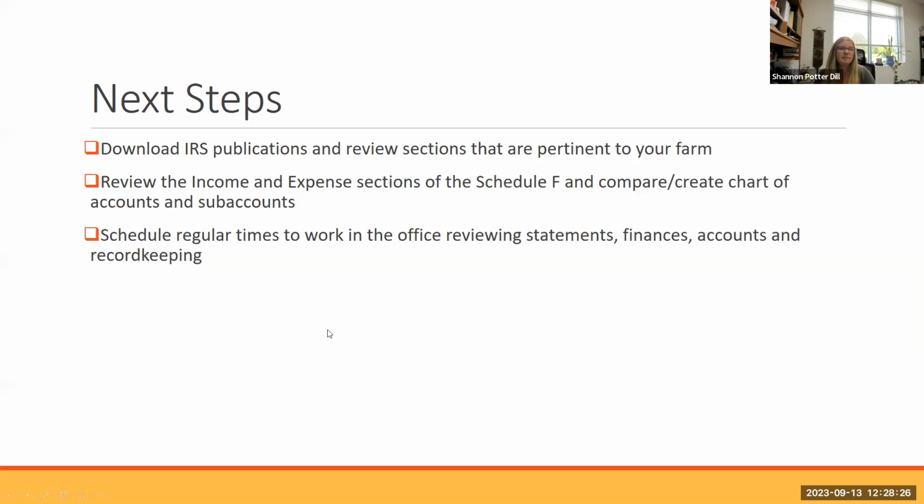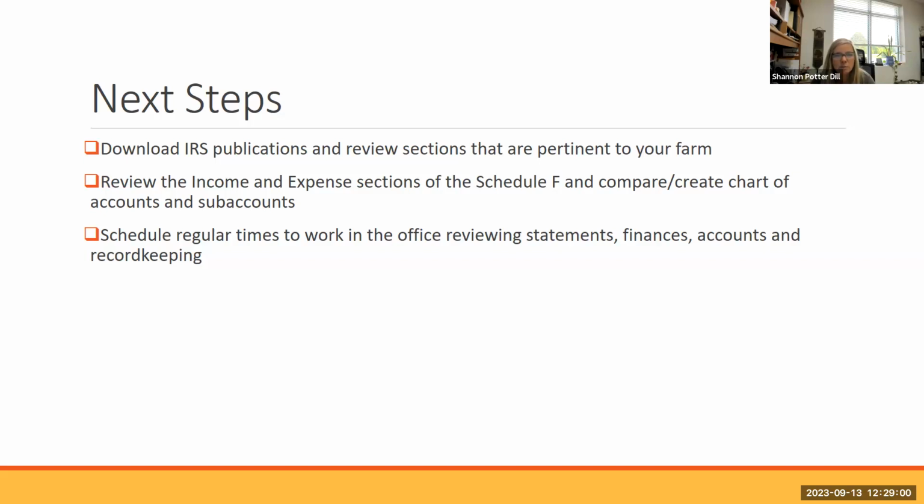So the next steps I would encourage you to take: download the IRS publications, the 3 that I shared in the chat, and I'll share those again. I would definitely review sections that are pertinent to your farm. Each one of those goes into great detail. It references other publications. Perhaps it's mileage, perhaps it's employees, perhaps it's accrual and cash method. It will refer you to those as resources. I would review the income and expense sections of the Schedule F and look at those instructions.